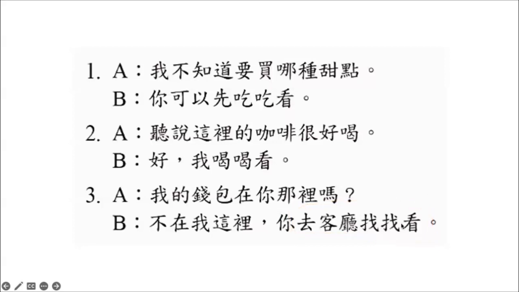And B uses the verb reduplication plus 看 pattern to speak in a softened, polite way to ask A to do this action. 你去客厅找找看。Here, 吃吃看，喝喝看 mean try. 找找看 in this context requests the listener to try to do the action in a softened way.